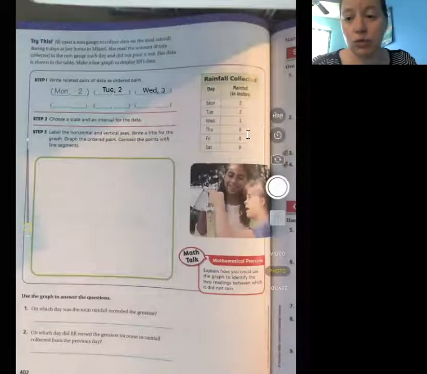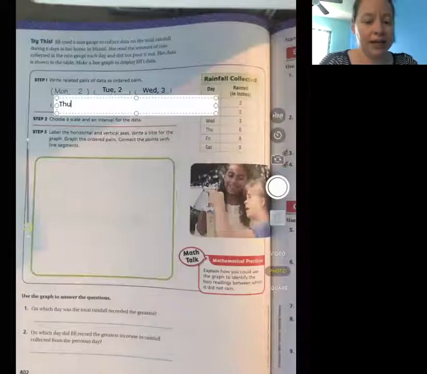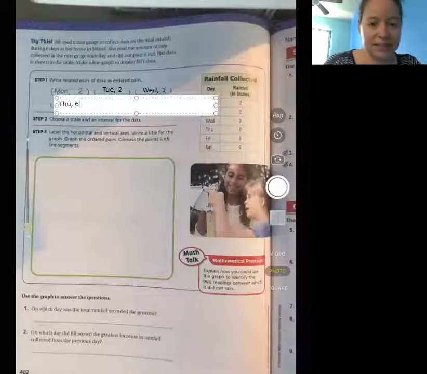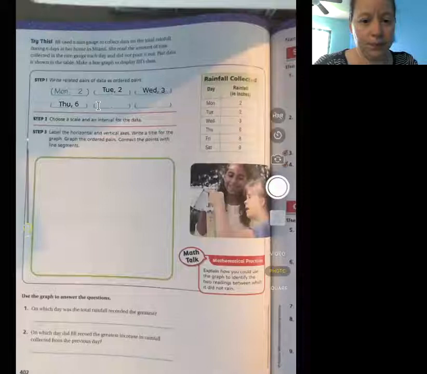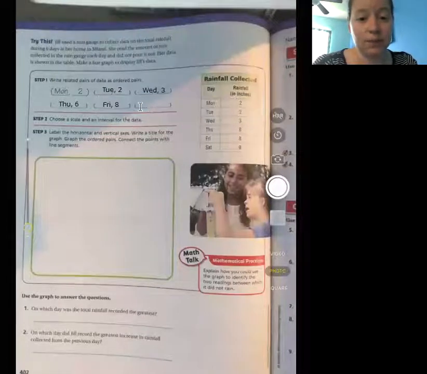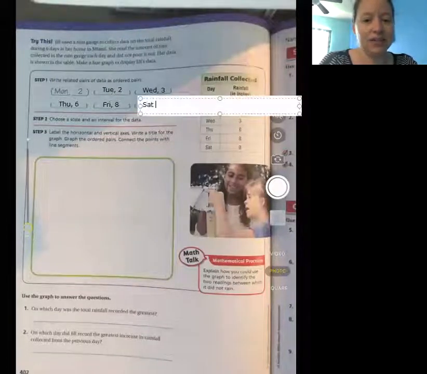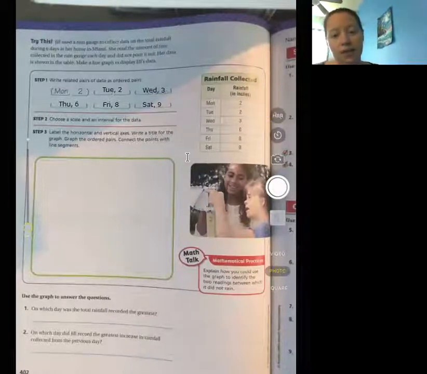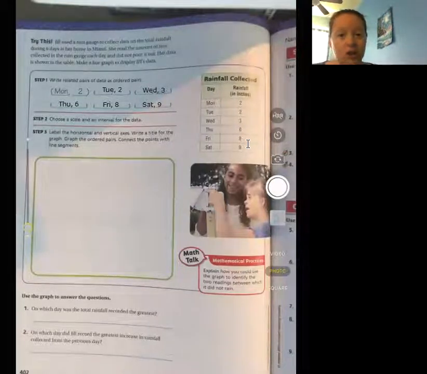I'm pulling these numbers right off of this chart. Thursday, there was 6 inches of rainfall. Friday, there was 8 inches of rainfall. And Saturday, there was 9 inches of rainfall. Like I said, I got the numbers directly off of this chart. We're now supposed to try to figure out what this is going to look like.